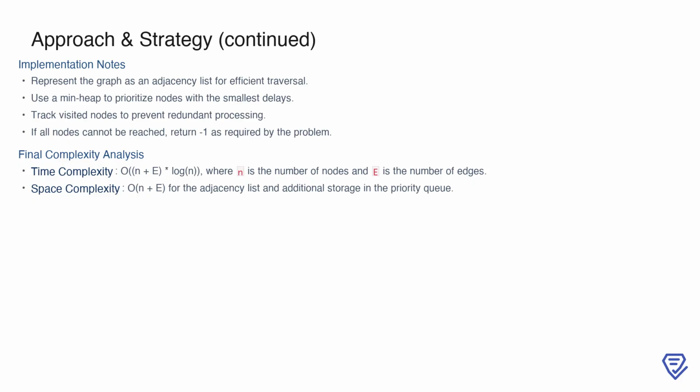From a complexity standpoint, the time complexity is O(n + e * log n), where n represents the number of nodes and e the number of edges. This accounts for both the adjacency list traversal and the priority queue operations. Space complexity is O(n + e), which includes storage for the adjacency list and the additional space required by the priority queue. These considerations ensure the solution is both efficient and scalable for large graphs.